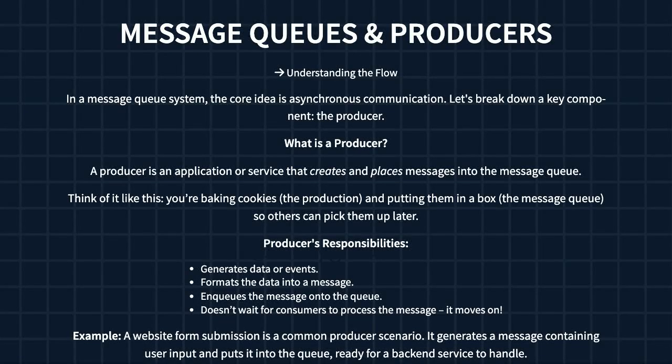Okay, let's talk about producers and message queues. Basically, a producer is like the starting point, an application or service that's responsible for creating and sending messages into the queue. It's not waiting around to see if someone picks up that message, it just puts it there and moves on. Think of it as generating data, formatting it into a message, and then dropping it off at the queue. A good example is when you submit a form on a website. That form submission is sent to the producer, sending its data into the queue for processing.